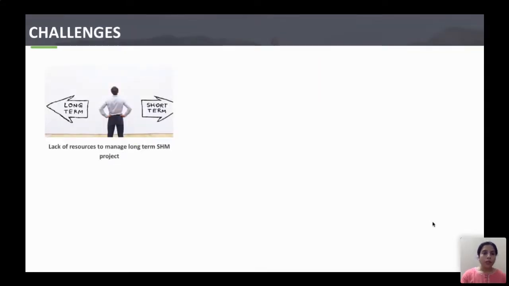Okay, now what are the challenges? Finally, I'll wrap up with the challenges which are acting as a retaining force, restricting SHM from reaching where it should have reached until now. Because these structural health monitoring projects are long-term projects. So for private people, many times it becomes difficult to allocate resources for these kinds of long-term projects.